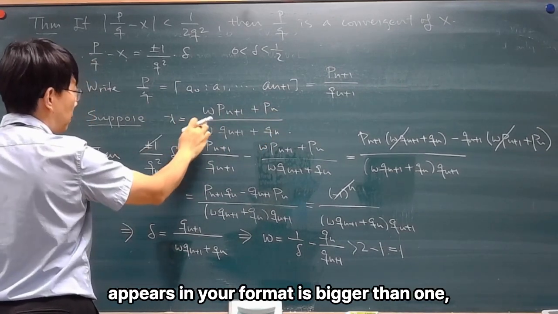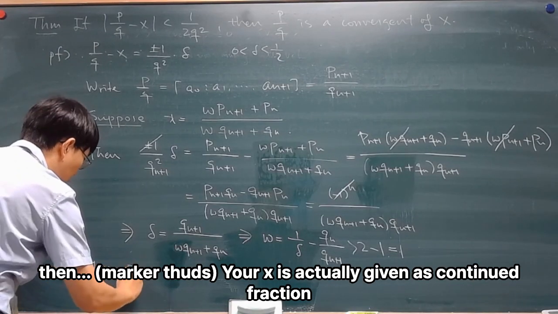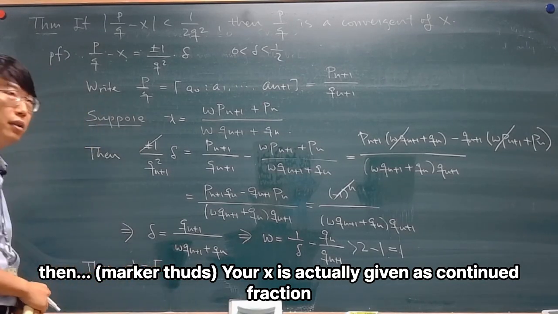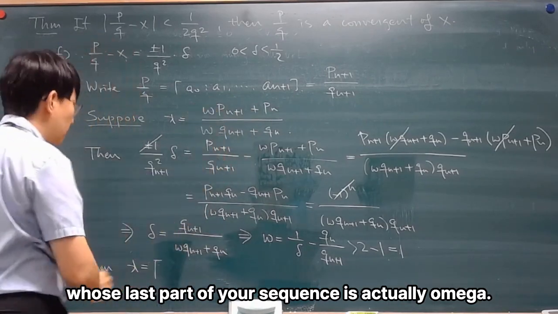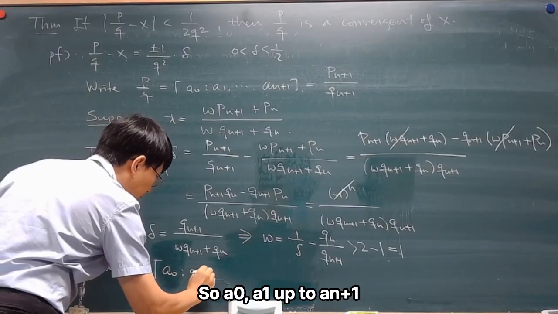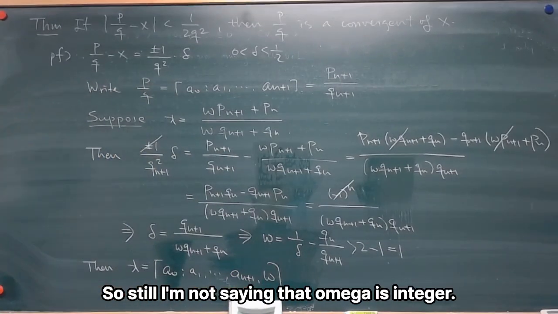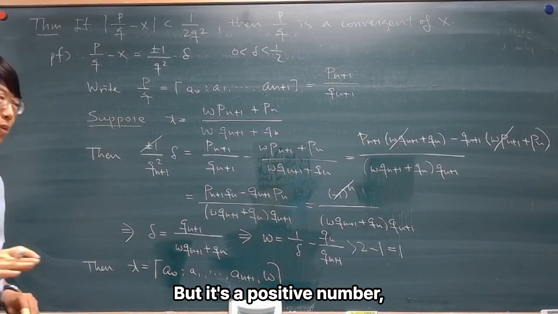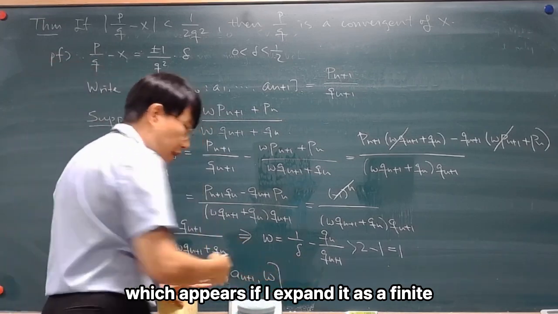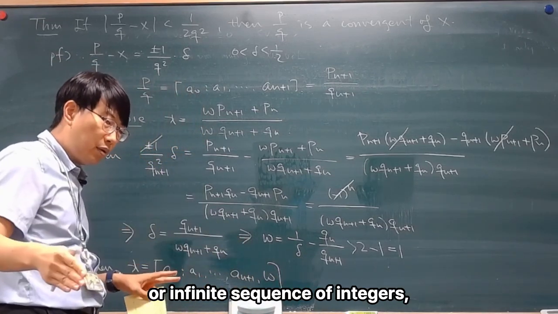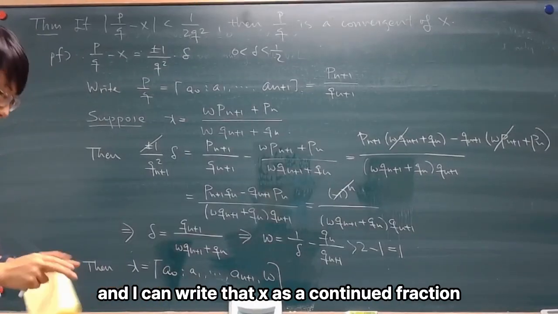and once the omega part that appears in your format is bigger than 1, then your x is actually given as a continued fraction whose last part of your sequence is omega. So a0, a1, up to an plus 1, and the last one is omega. I'm not saying that omega is an integer, but it's a positive number bigger than 1. So omega could have its own continued fraction, which appears if I expand it as a finite or infinite sequence of integers, then it appears at the end of this part. And I can write x as a continued fraction that way.